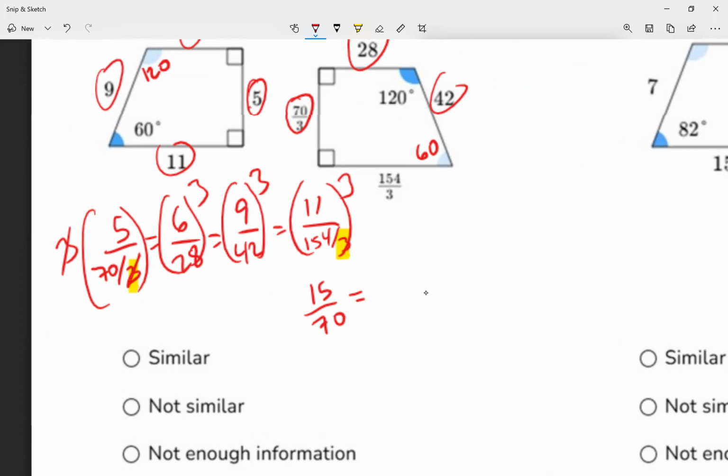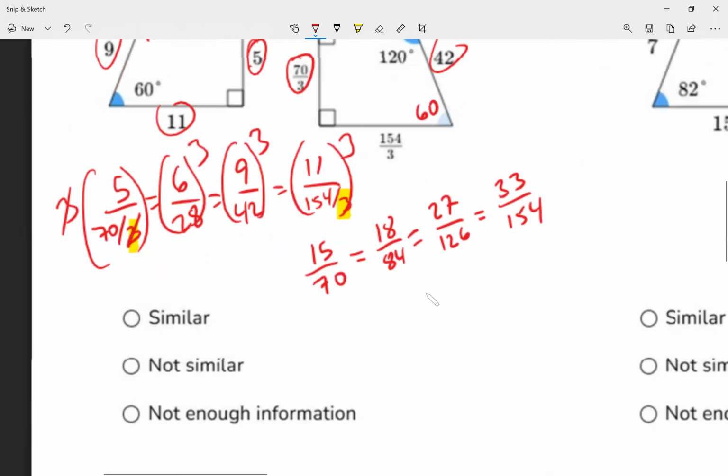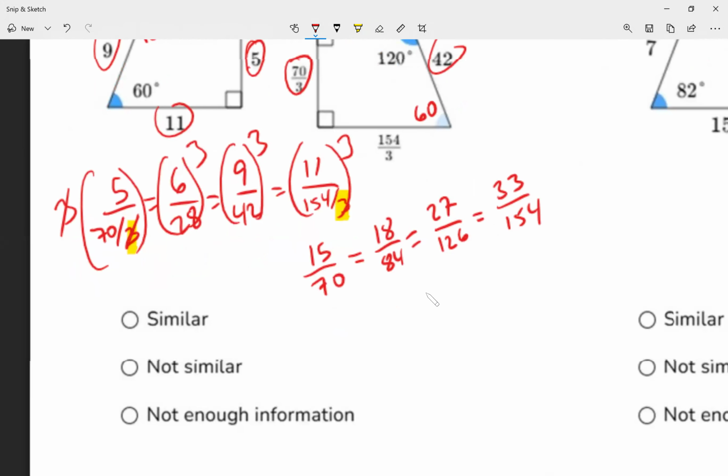The second fraction, 6 over 28, gives me 18 over 84. I multiplied everything times 3. 9 over 42, multiplied everything by 3, gives me 27 over 126. And this is 33 over 154. I have no fractions. I just have one number at the top, one number at the bottom.